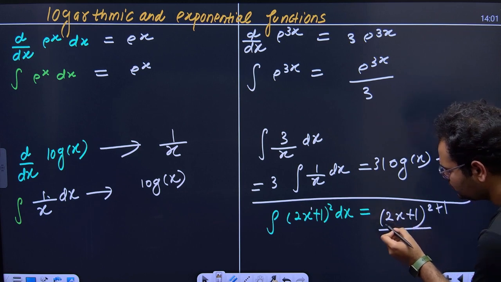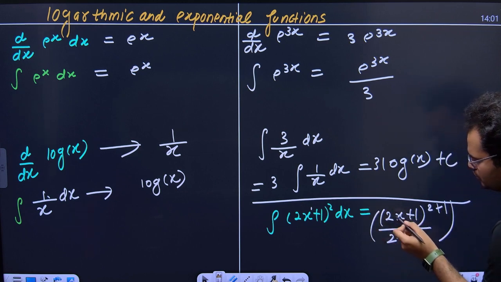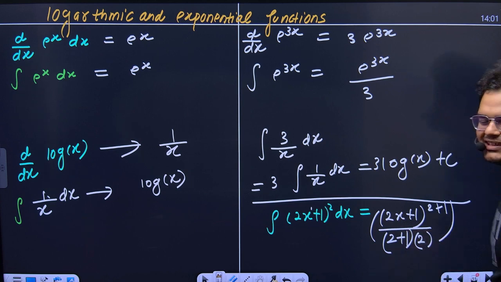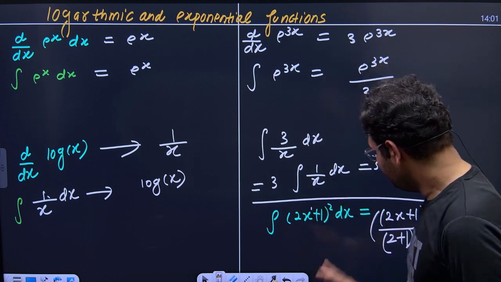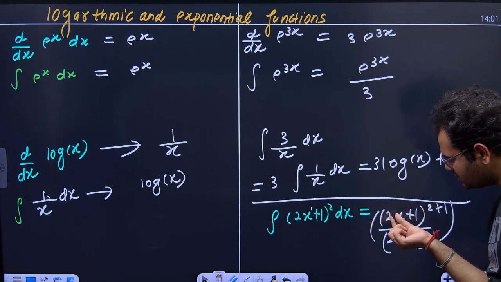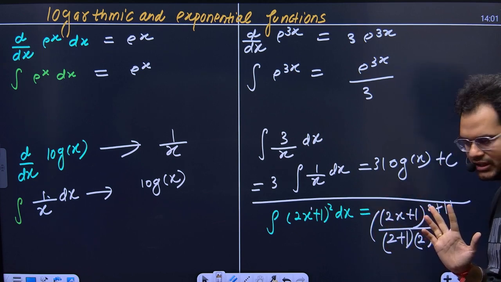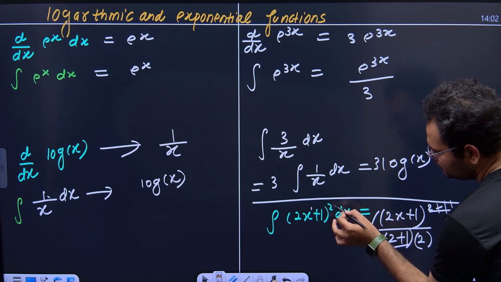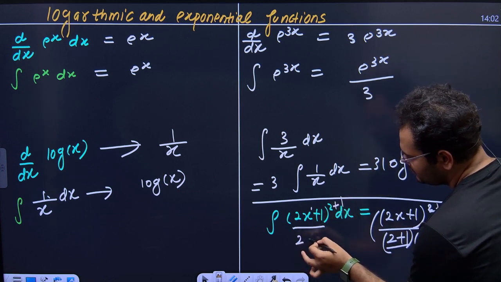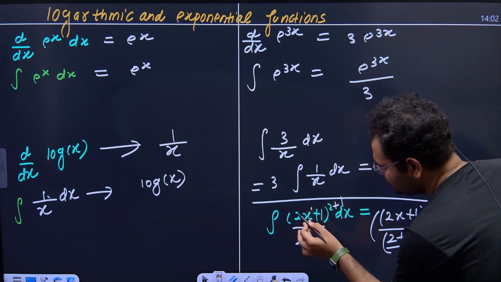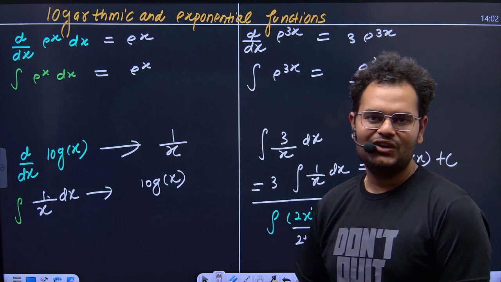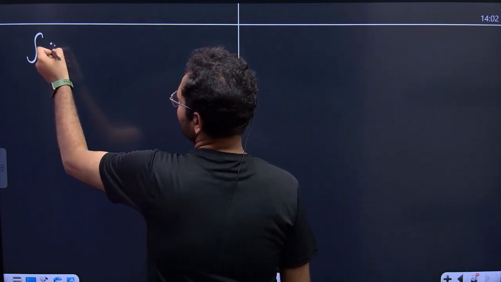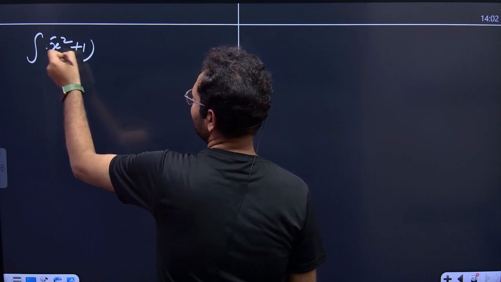This 2 will come in multiplication or division? This will come in division, because integration doesn't like multiplication. If it was differentiation, this 2 would come in multiplication. Once again, I am telling, this 2 plus 1 upon 2 plus 1, till here it is fine, and this 2 comes in division in integration. Are you getting it?